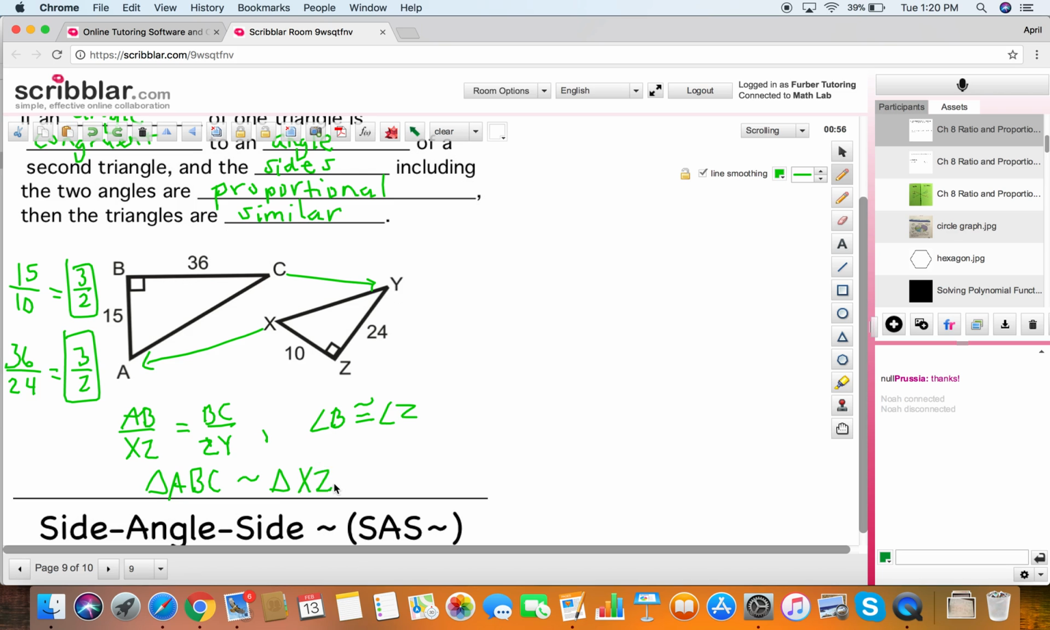Got to look really carefully. Sometimes they're not going to give you that similarity statement. And those are similar by the side angle side similarity. Okay, and then one more.